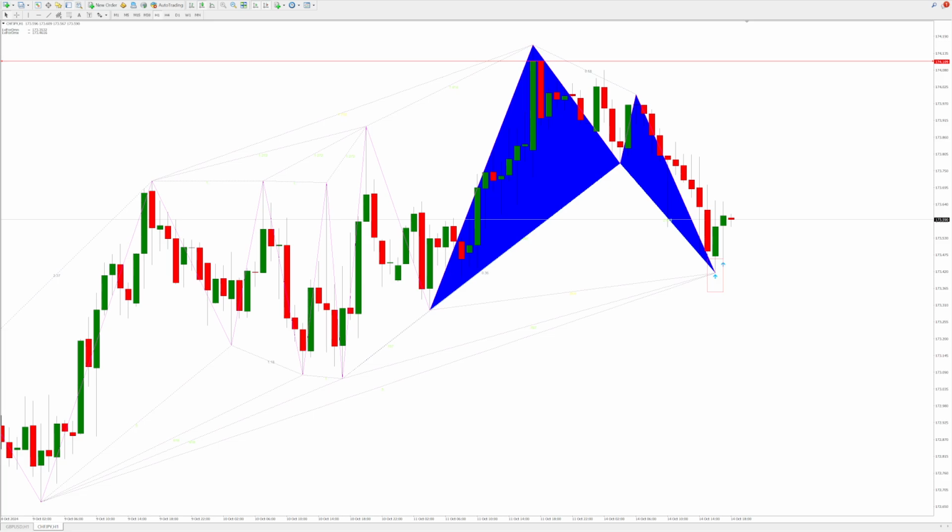Hopefully you found some use in this video in terms of the Gartley patterns, how to interpret them and how to implement them within your trading strategies. I personally wouldn't trade them as is. I'd like to add my own further analysis for confirmation, and as always, have sensible money management.